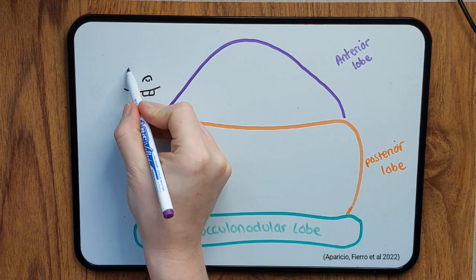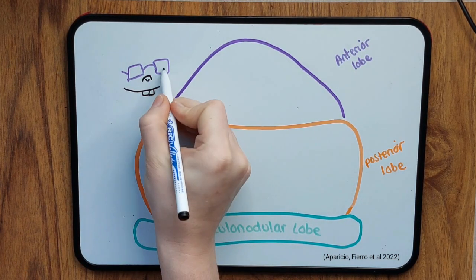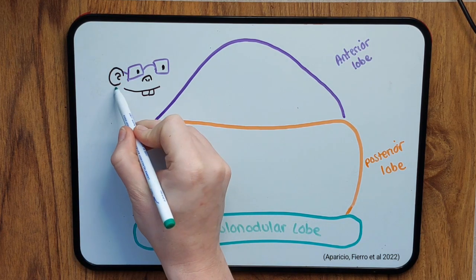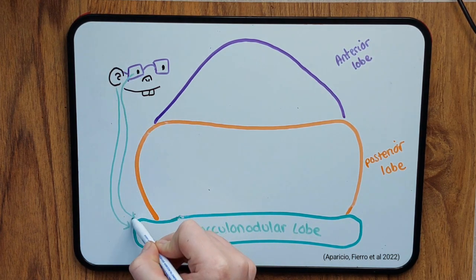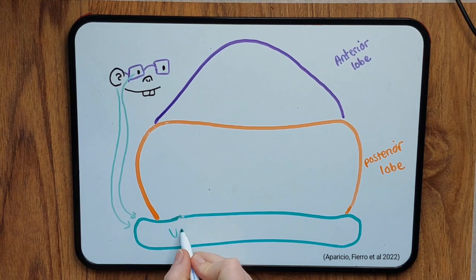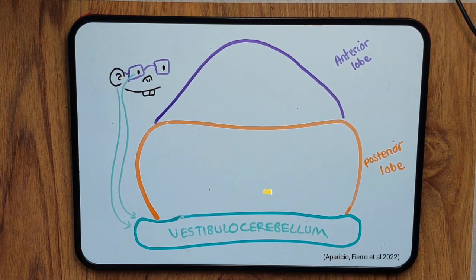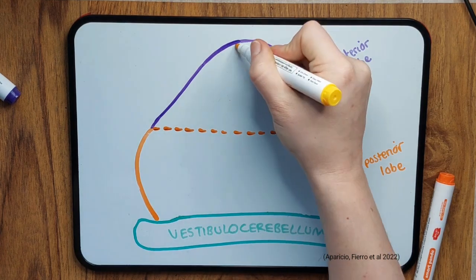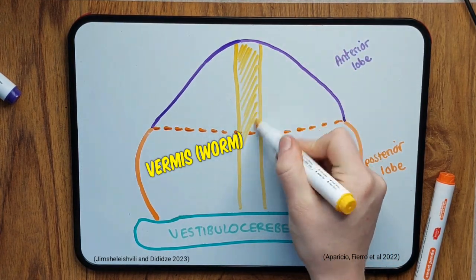The flocculonodular lobe deals primarily with vestibular movement, including visual input. Information travels from the inner ear via the vestibulocochlear nerve, or cranial nerve 8. Therefore, its functional name is vestibulocerebellum, and it is involved with body equilibrium and balance. Focusing up here, the cerebellum has 2 hemispheres, separated by the vermis, meaning worm in Latin.